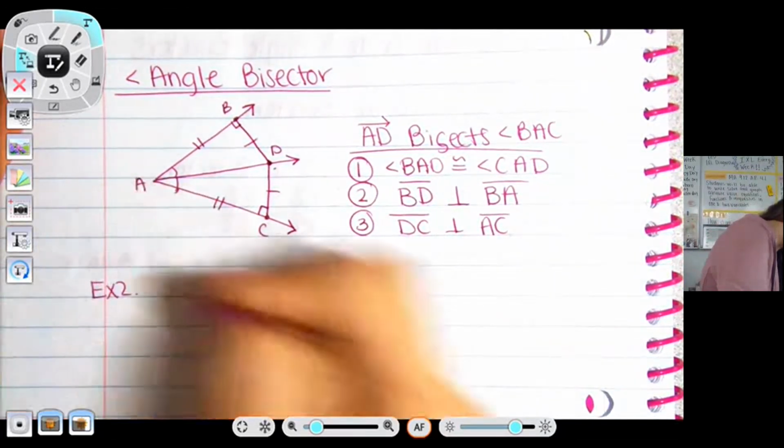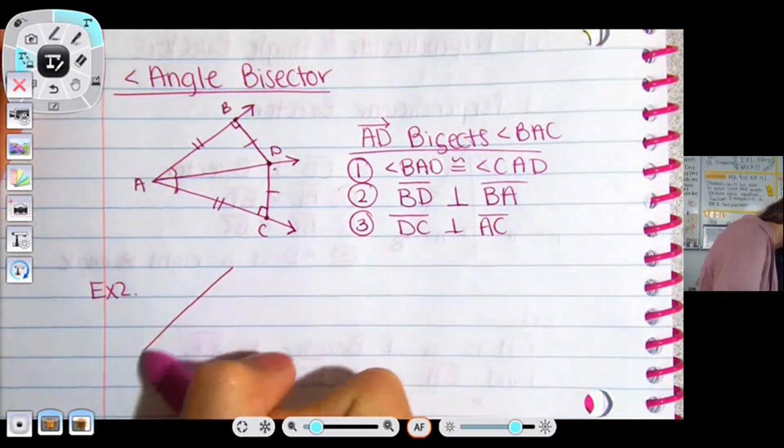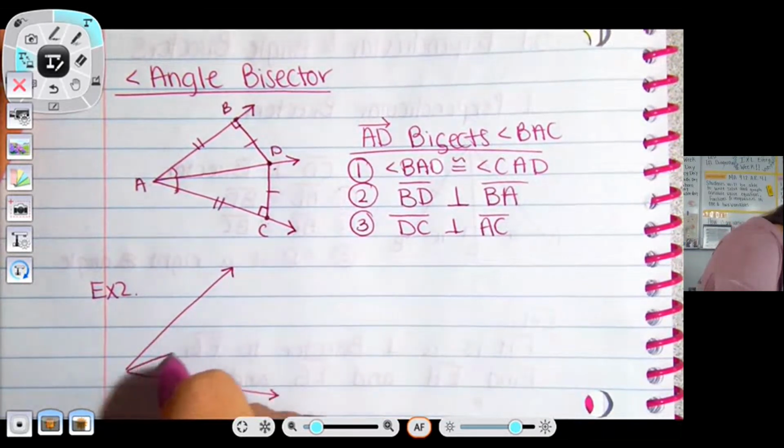I like the little drawings you do. Yeah, you do? Yeah, I like drawings. It's fun.